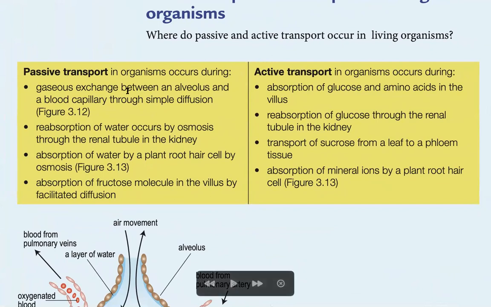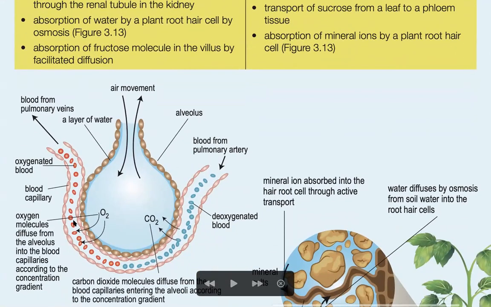These are examples of passive transport that actually happen in our daily life. We go one by one. The first one occurs in organisms: gas exchange between the alveolus and blood capillary through simple diffusion. Specifically, this process is called simple diffusion, where the oxygen from the alveolus will diffuse to the blood capillary, while the carbon dioxide will diffuse from the blood capillary to the alveolus.